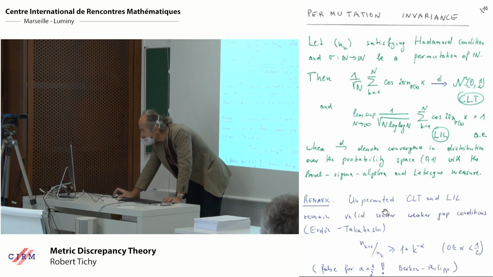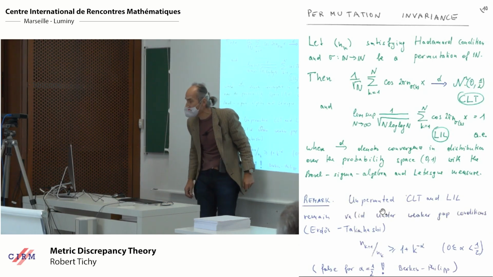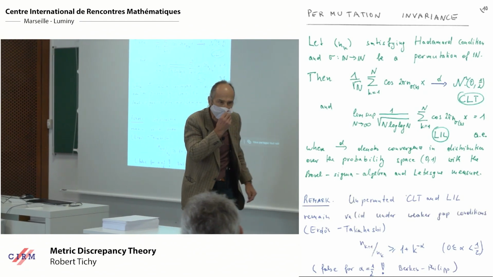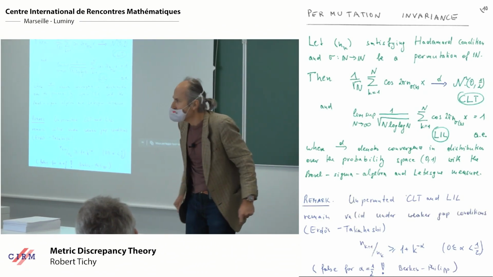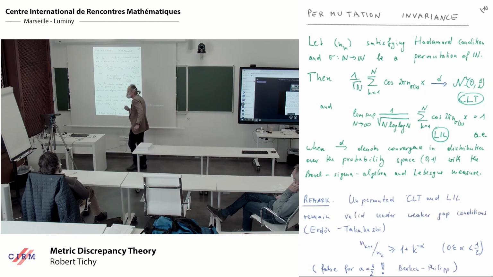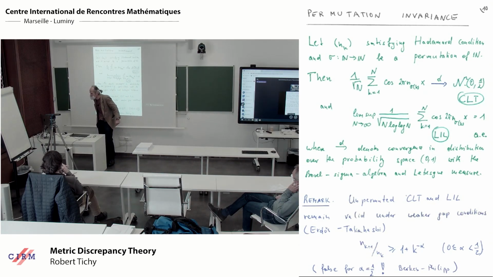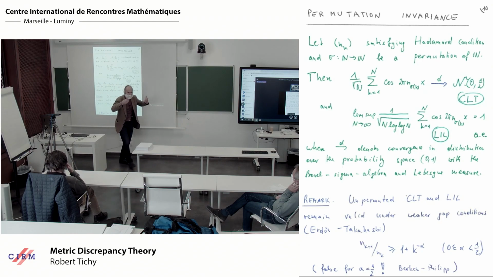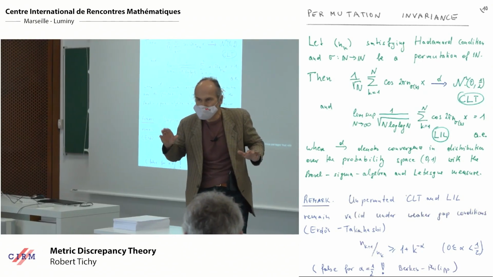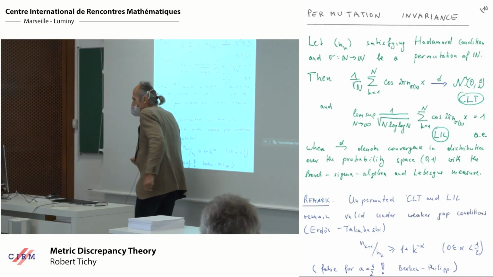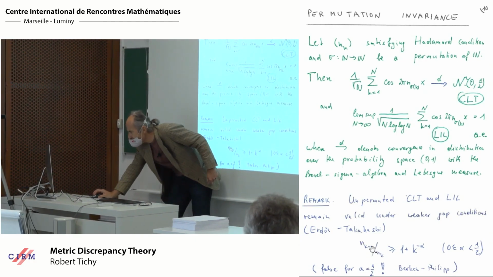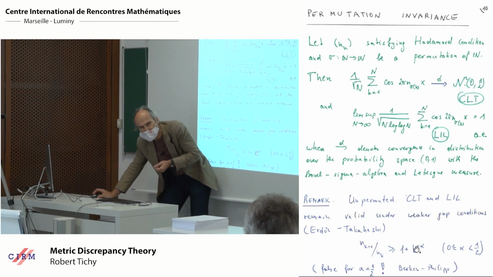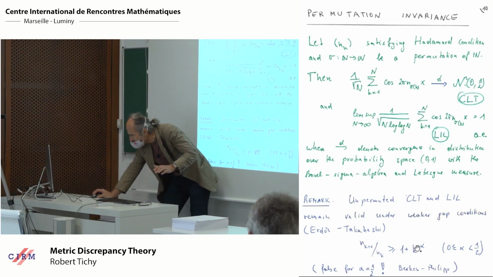It should also be mentioned, and this is a quite old result of Walter Philipp and Istvan Berkes, that they showed that the central limit theorem and law of the iterated logarithm remain valid under weaker growth assumption. This is the so-called Erdős-Takahashi condition. You see the quotient now can approach 1, but not too fast. It's not necessarily exponentially growing. It can approach 1, but not too fast.